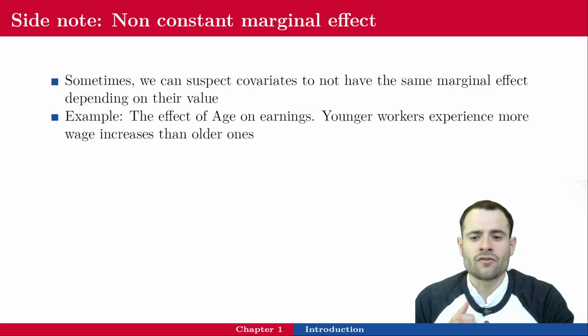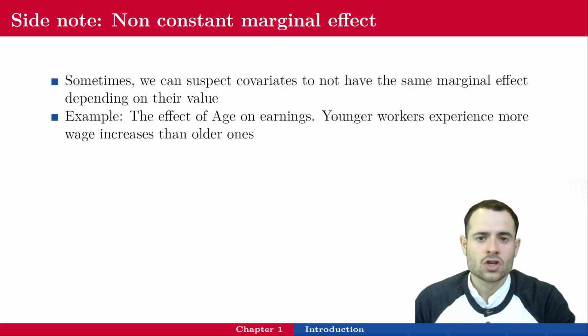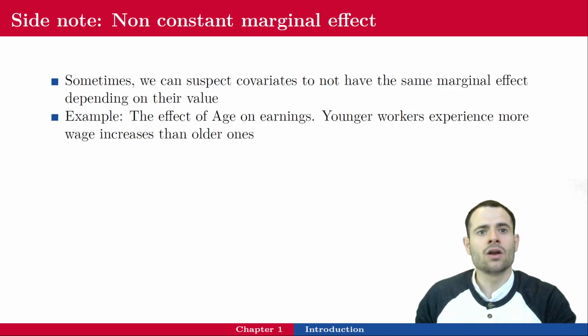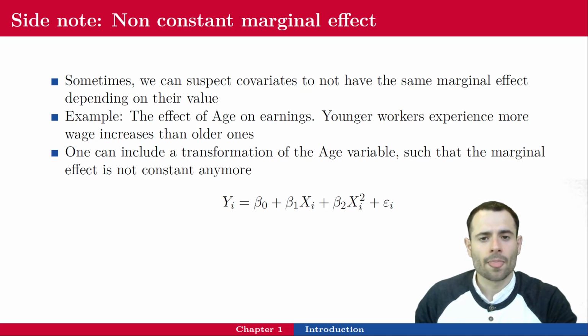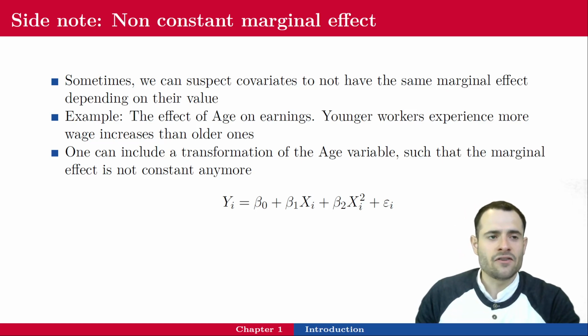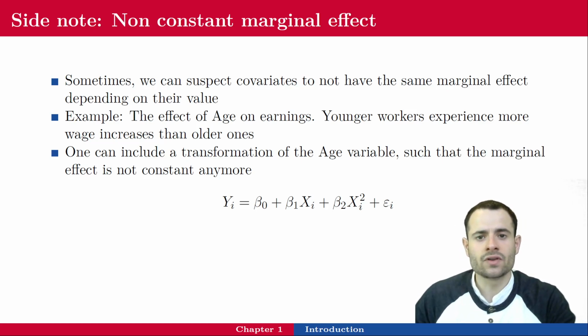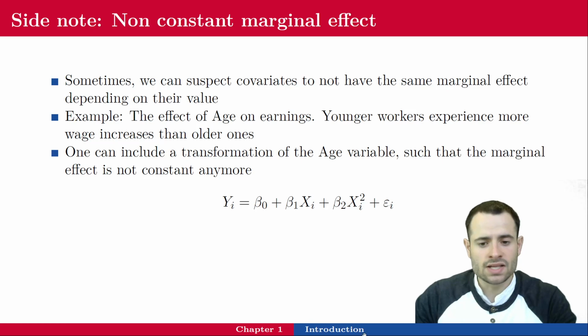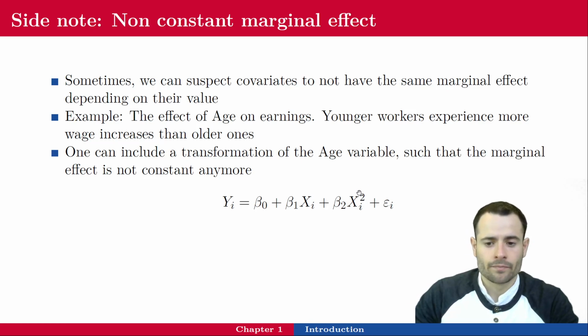So think about the effect of age on earnings. Younger workers, if they work 1 extra year, tend to have a higher wage increase than older workers. So it means that age does not have the same effect on your wage depending on how old you are. So one way or another, we need to include the fact that the effect of age on older workers is different from the effect of age on younger workers. So what we can do is add, for instance, a square term. So x could be age, and x squared is age squared.